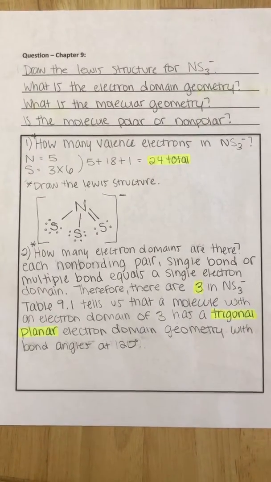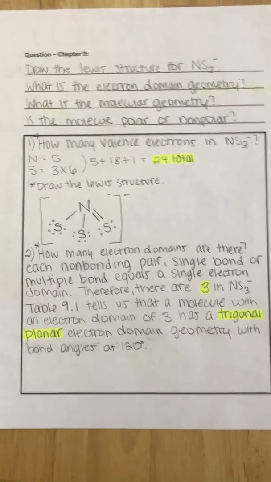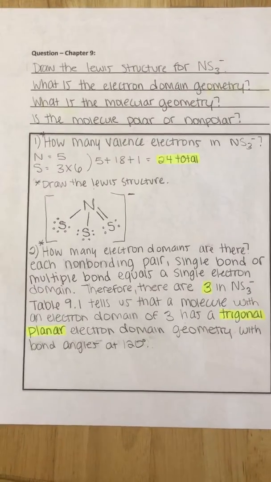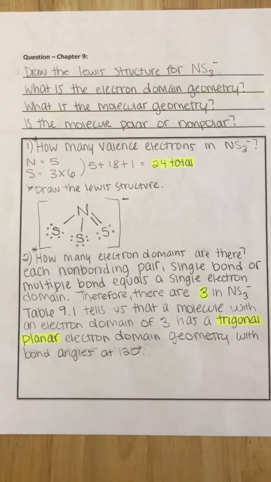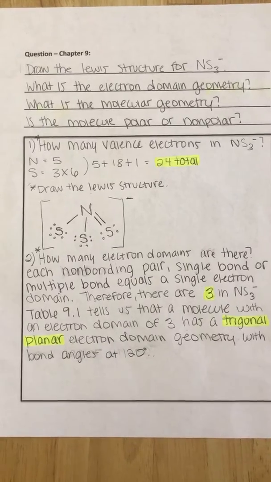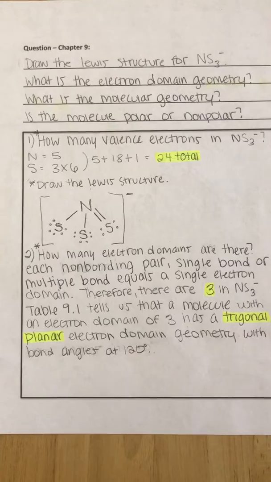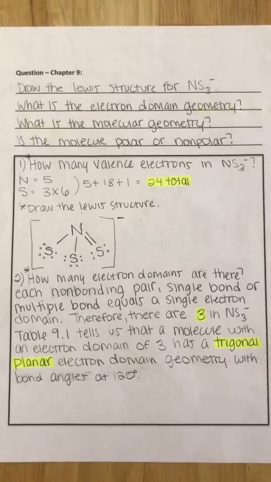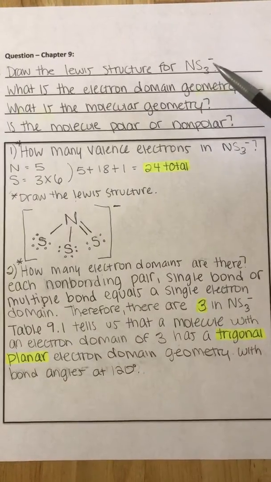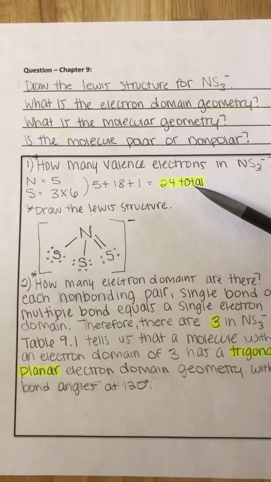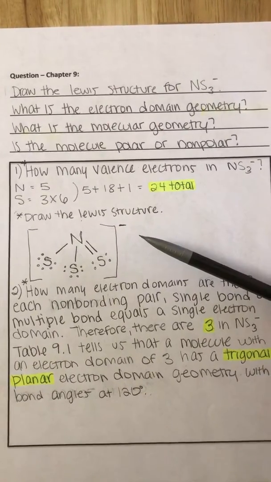The first question asks us to draw the Lewis structure of NS3 negative. The first thing you want to do when drawing a Lewis structure is determine how many valence electrons are in the molecule. Nitrogen has 5 valence electrons, sulfur has 6, but there's 3 of them, so 3 times 6 is 18. 5 plus 18 plus 1, because we can't forget that NS3 is negatively charged, equals a total of 24 valence electrons. So now you want to draw the Lewis structure.